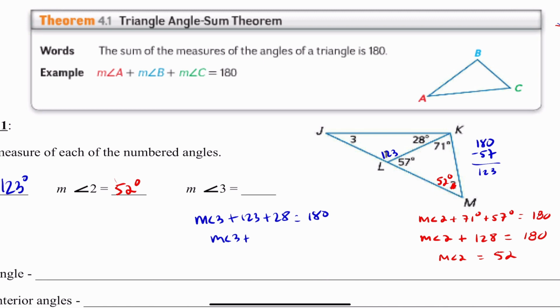Plus 28, that's 151, which is equal to 180. So the measure of angle 3 is 29, because I'm basically using the subtraction property of equality right there. So this is 29 degrees.